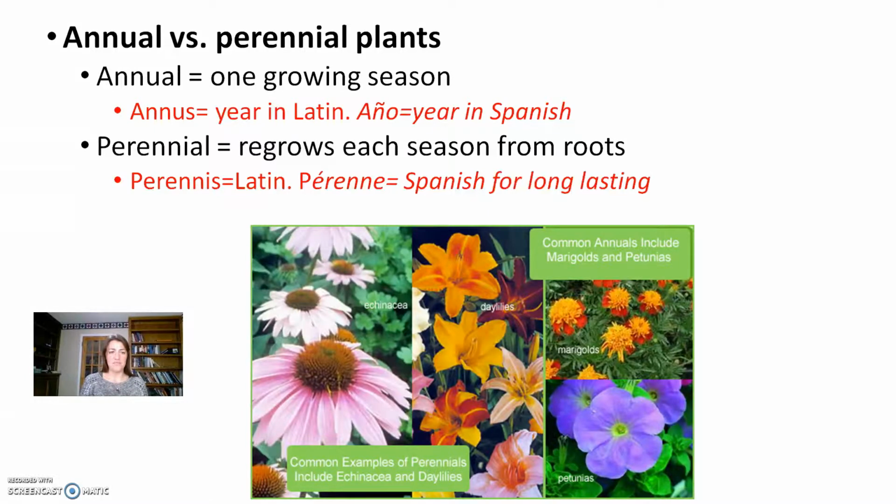Now, perennis is Latin. I think it's perenne in Spanish, for long lasting. So that's how you can remember annuals and perennials. Some common annuals include the marigolds and petunias. So these right here. Some examples of perennials include the daylilies. Those are what you may be dissecting in this class.